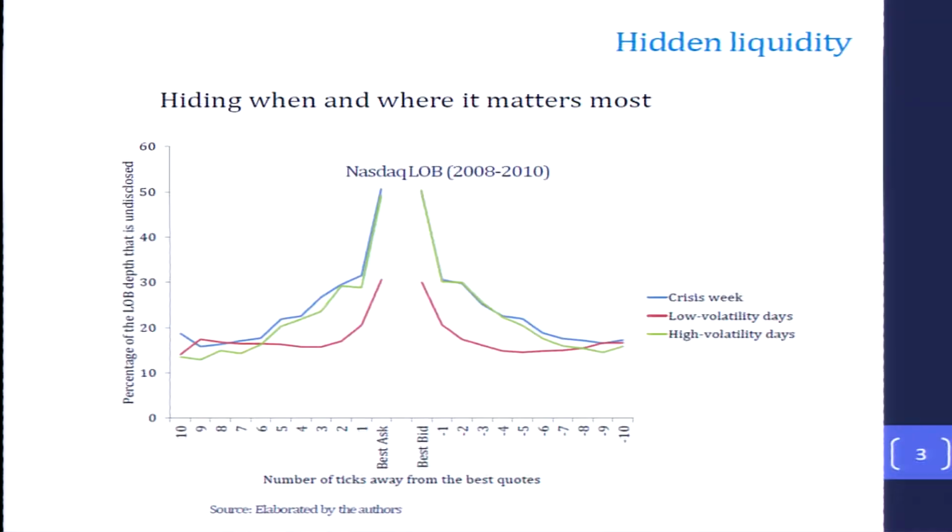More interestingly, if you know the layout of the limit order book, this darkness is happening when and where it matters most. For example, on low volatility days, you see these lines, and here is the best ask and the best bid. For the non-microstructure people, this is where the trades happen: the best bid and the best ask meet each other and trades happen. You see the darkness spiking up at the best bid and ask. This is, by the way, from proprietary data from NASDAQ.